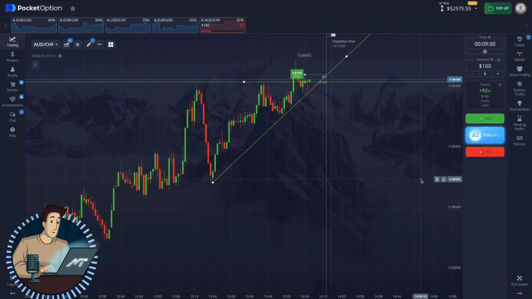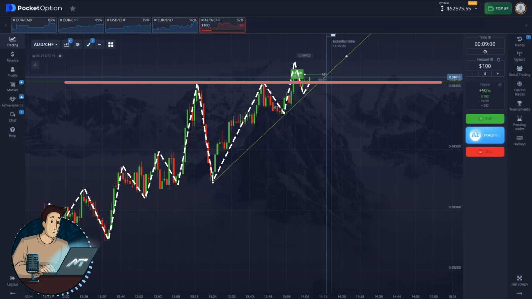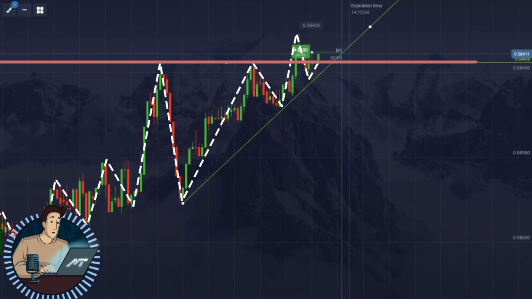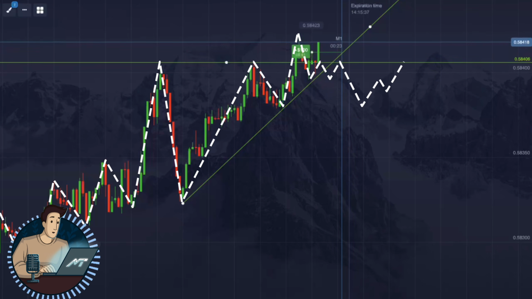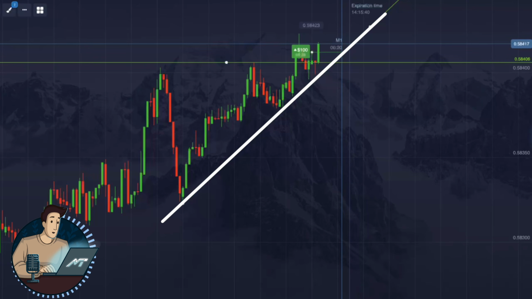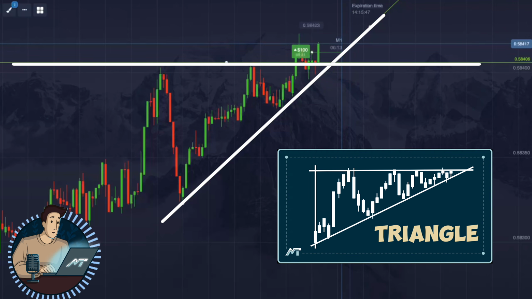At the very top of the trend, price reaches a resistance level and starts to slow down. This level is a key decision point. The market will either break through and continue upward or pull back temporarily. But here's something interesting. When we draw a local trend line, we see a triangle pattern forming. Now, a quick word on triangles.